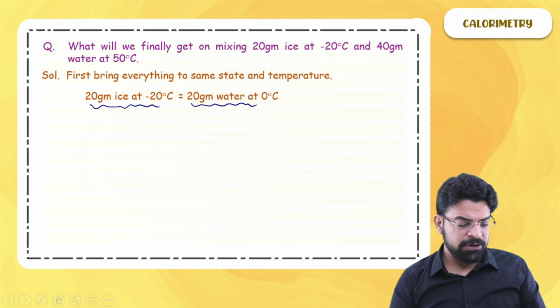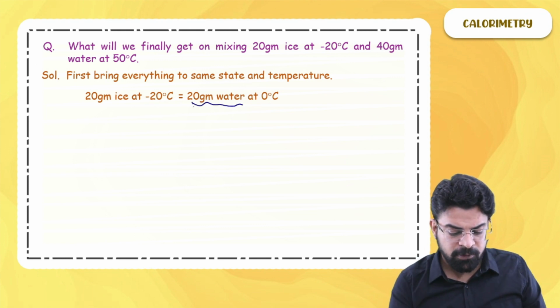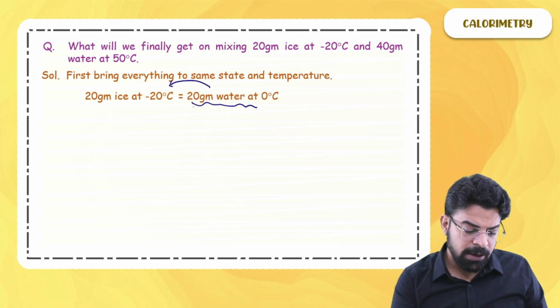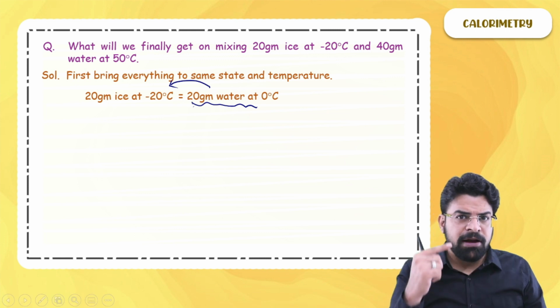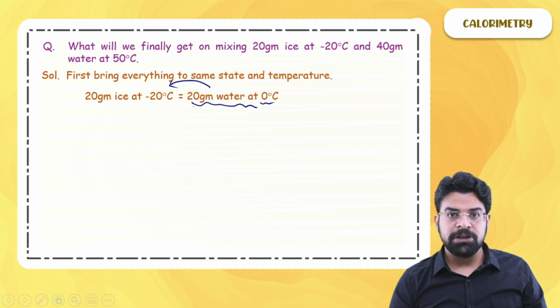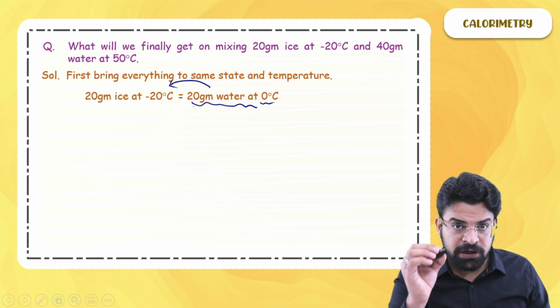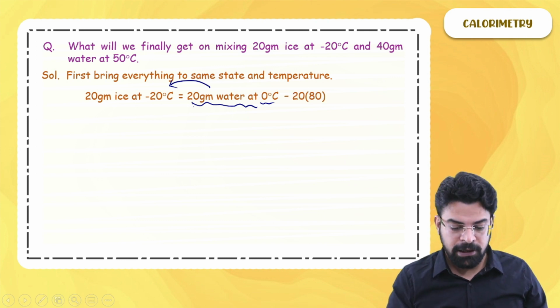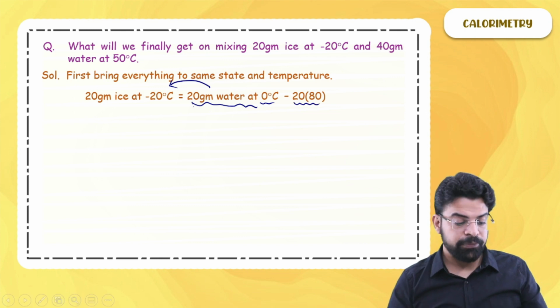What will you do? You'll say, sir, I have to go from 20 gram of water at 0 to 20 gram of ice at minus 20. I will have to take out heat. To freeze this water at 0, how much heat? So first you will have to take out 20 into 80 calorie, 1600 calorie.